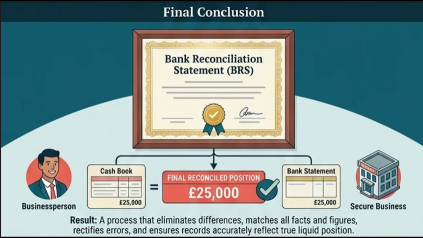Conclusion. The reconciliation process eliminates differences by matching all facts and figures of the two statements. By identifying and rectifying errors in both records, a business ensures that its bank reconciliation statement accurately reflects its true liquid position.